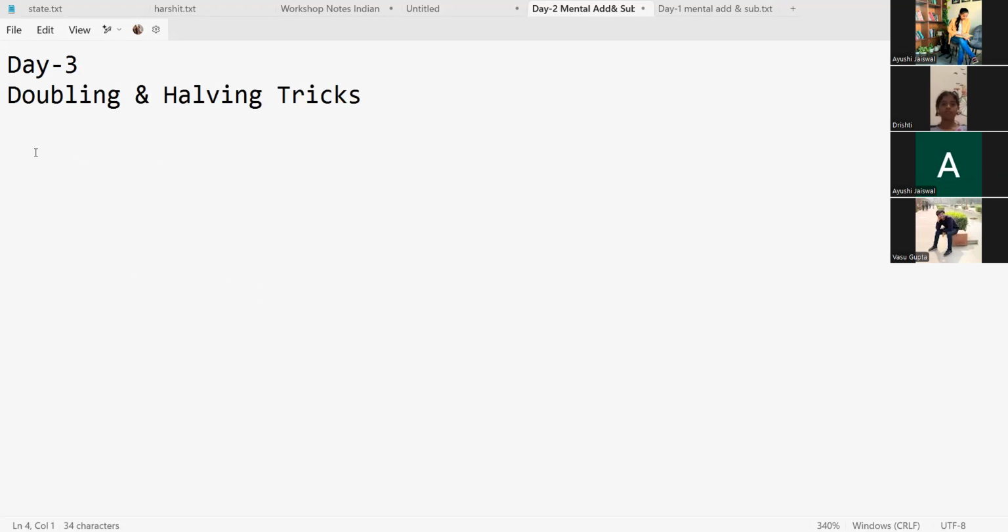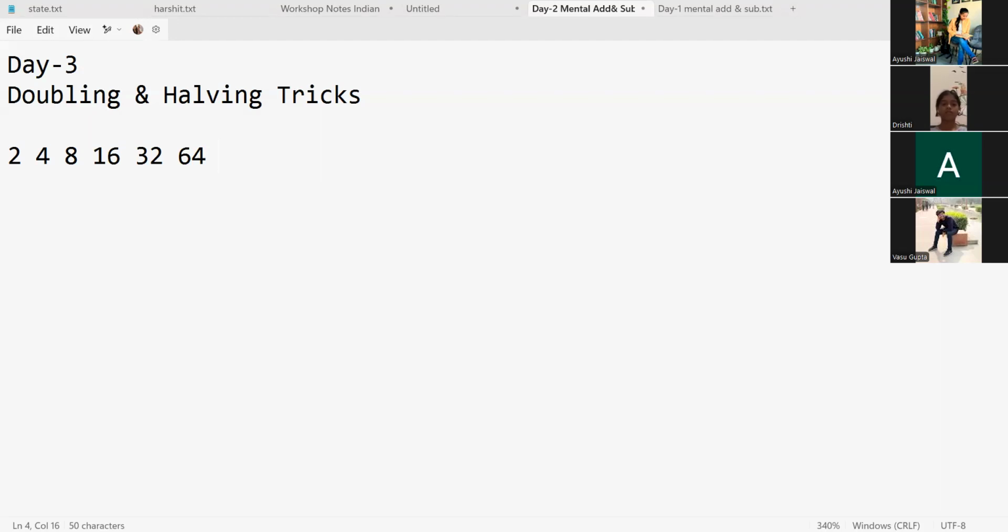Doubling means the double. Randomly double anything, like 2. So 2 double will be 4, right? 4 double is 8. 8 double is 16. 16 double is 32, right? 32 double is 64. This method we call doubling.